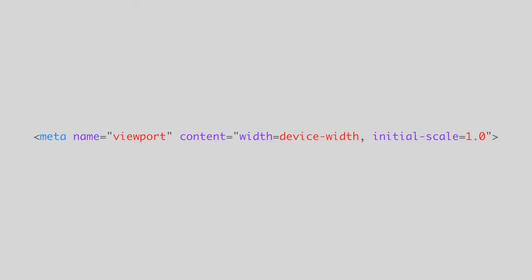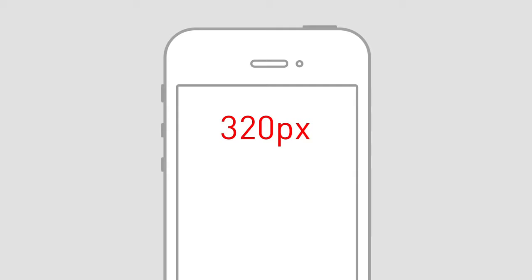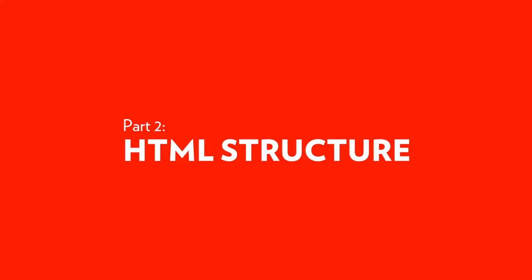Now there is a way to reset this default behavior. The meta viewport tag allows us to tell the browser to use the device width as the viewport width and to disable that initial scale. It looks like this. So now when you're looking at an iPhone, for example, your website will be 320 pixels wide. It will look like somebody just kind of scrunched it in there, and that's good. That's what we want.